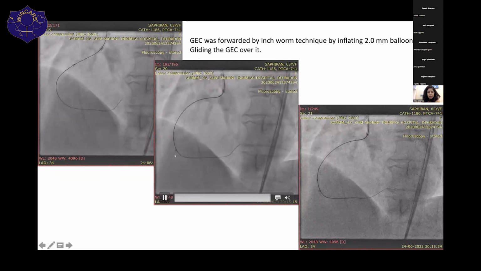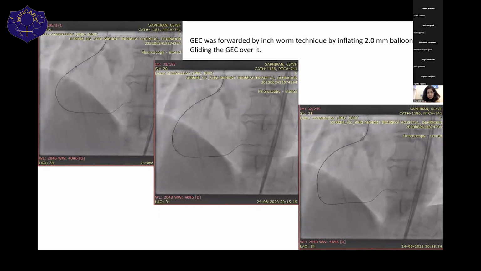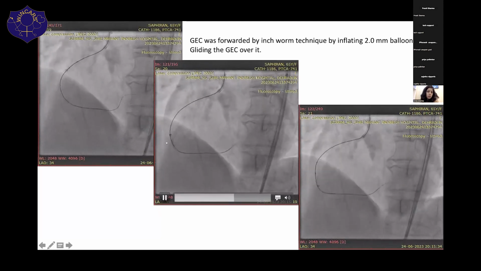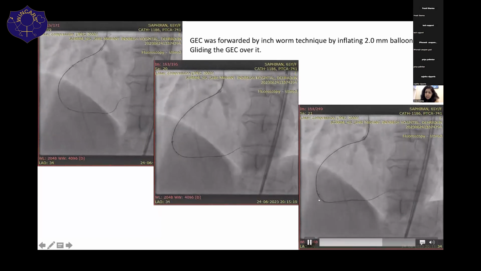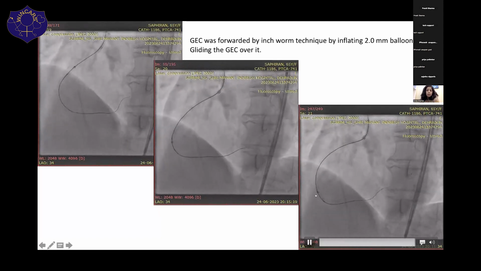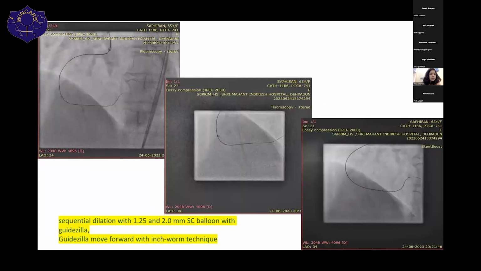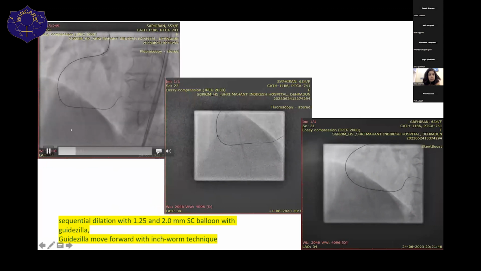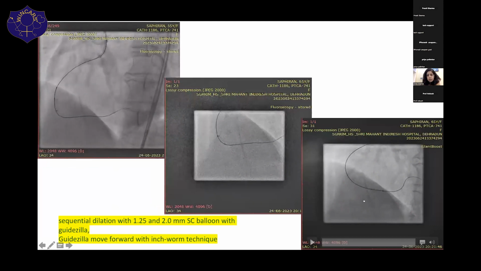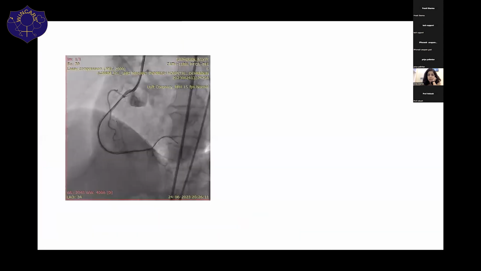After spending some time at this point, inflating and deflating the balloon and gliding the guide catheter over it, I tried to move it a bit forward, and we can see that the guide extension could be moved a little bit forward. After dilating the 2.0 balloon here, it gave way to my balloon and it could cross thereafter. And we can see in this last view that it could suddenly cross that particular distal lesion. Sequential dilatation was done with the balloons, and this was the flow.